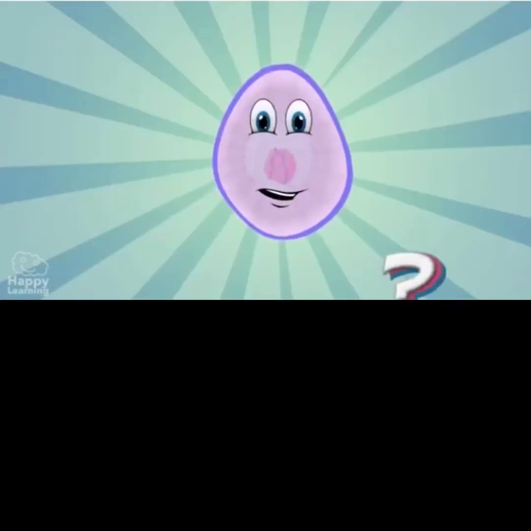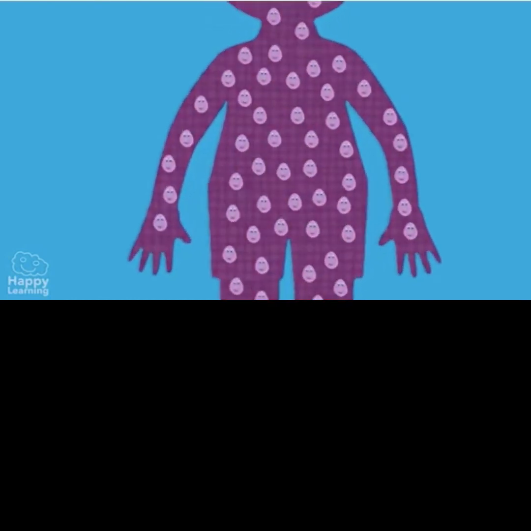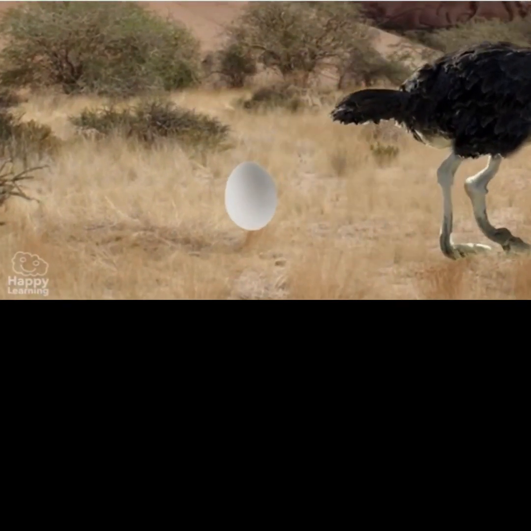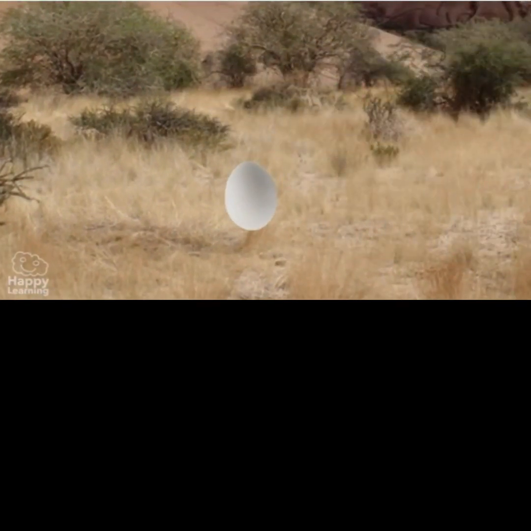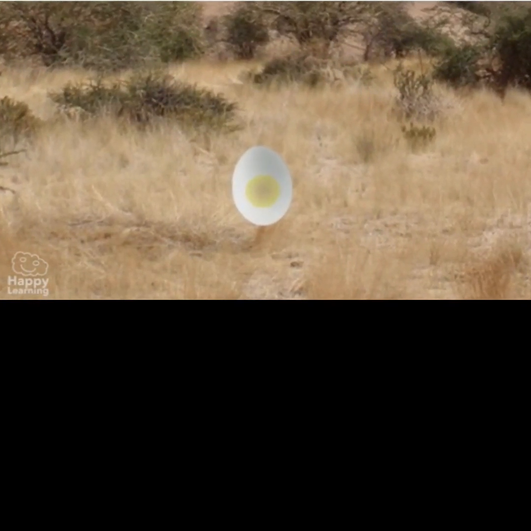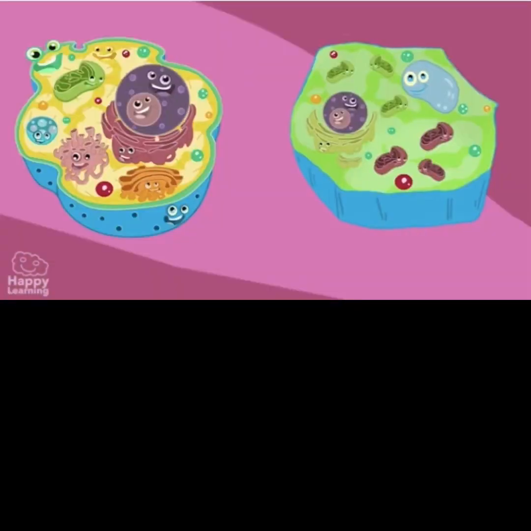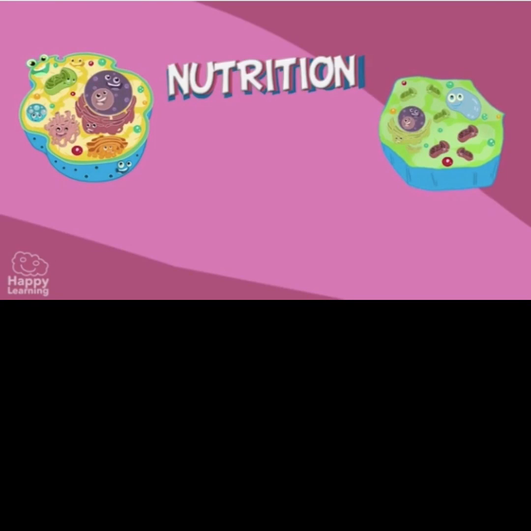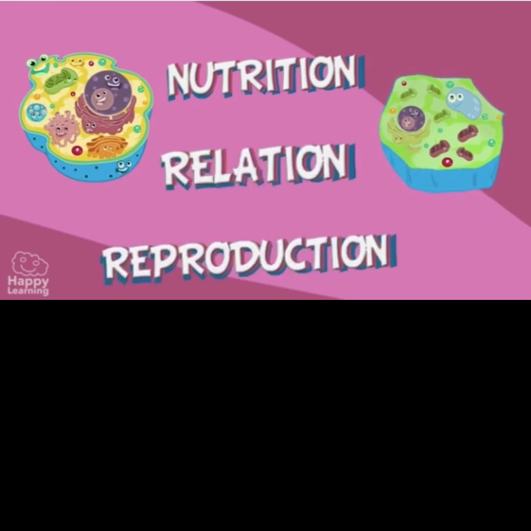But do you know what a cell is? A cell is the smallest part of a living organism. Though some, such as this egg, can be easily seen. By the way, do you know that an ostrich egg is the biggest cell that exists? The cells of both animals and plants have three vital functions: nutrition, relation, and reproduction.